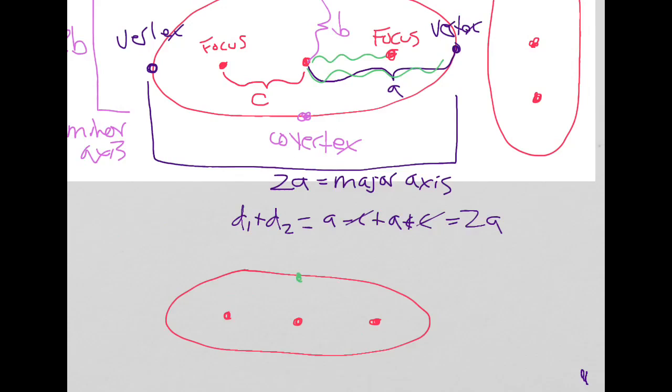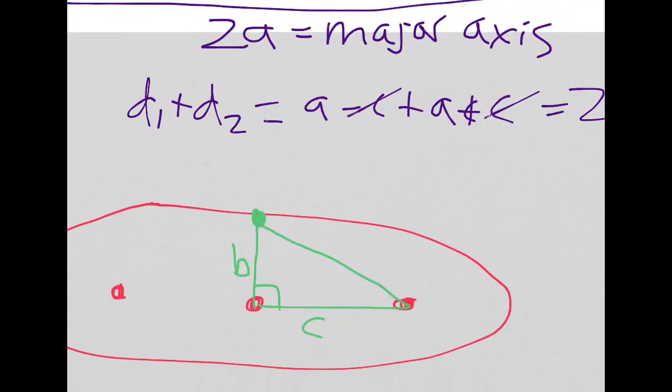And now let's look at a co-vertex as a special point as well. So if we want to find the distance from a focus to that point, we should think of this as a little right triangle. So drop that straight down. We're dealing with a little right triangle there, and we know the distance from the center to a focus is C, and we have the distance B from the center to the co-vertex. So we could label the hypotenuse of this right triangle as the square root of B squared plus C squared.